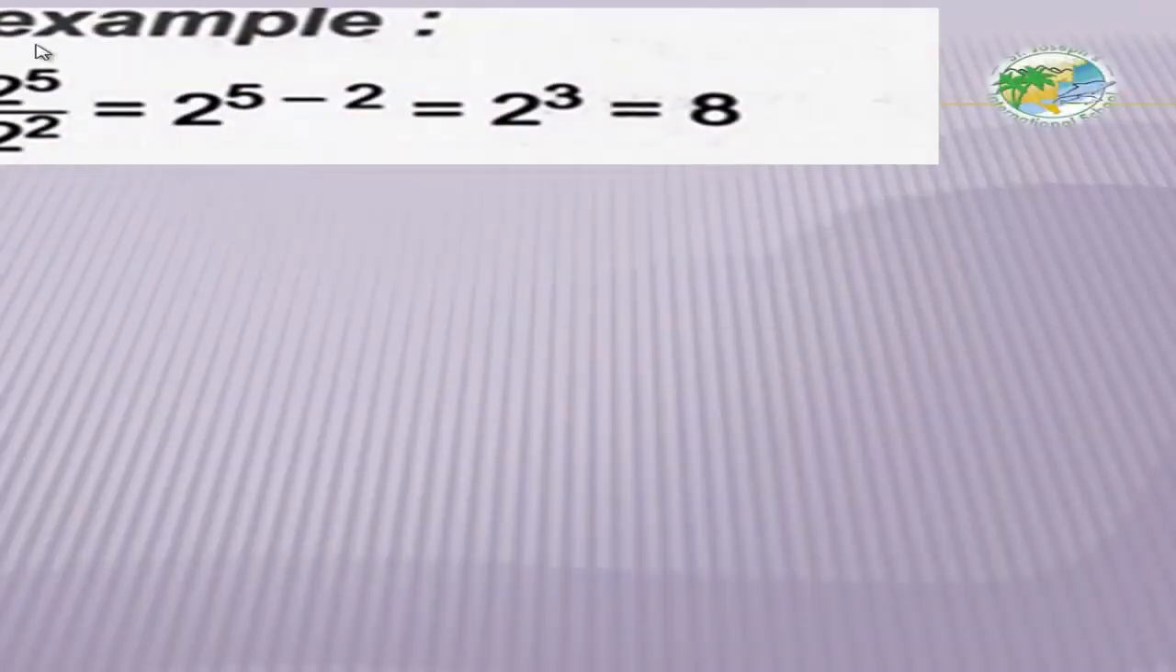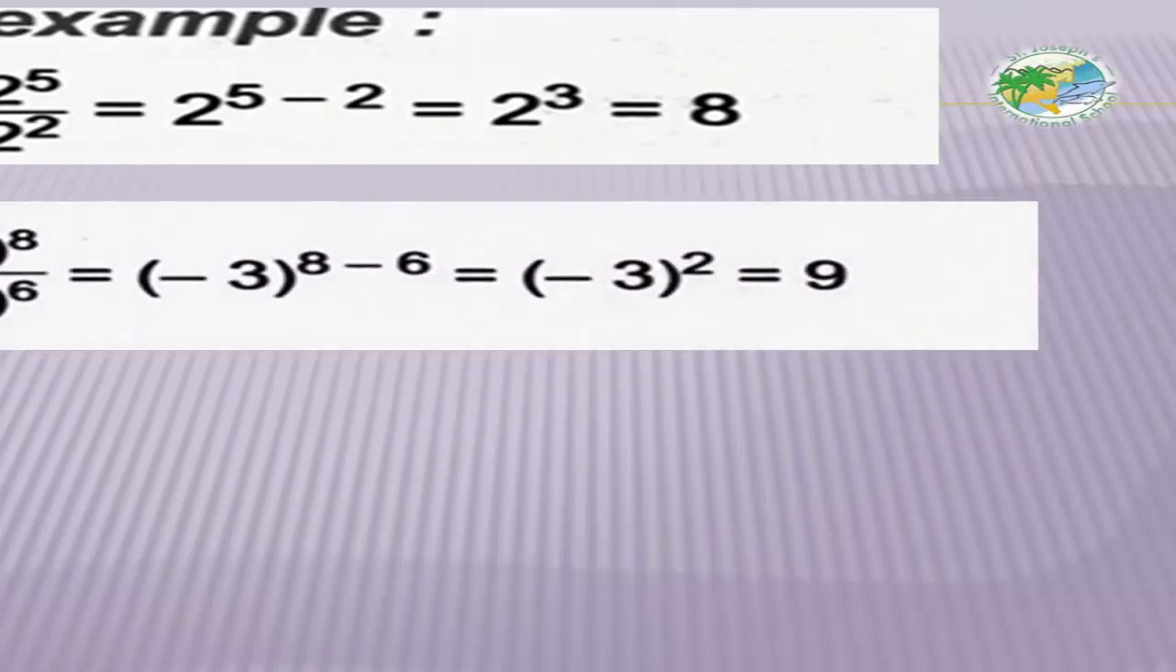For example, we have two numbers with the same base and different powers. Any two powers, it's not important that they're different, they can be the same power. The most important thing is that they have the same base. With the same base, we can subtract the powers. So here 2 power 5 minus 2 equals 2 power 3 equals 8.